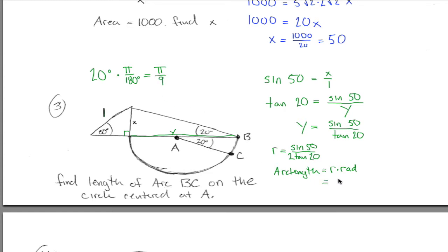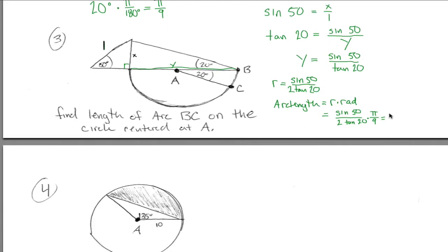So arc length is equal to sine of 50 over 2 tangent of 20 times pi over 9. You could plug that mess into a calculator if you were the calculating type. I think I'd rather just leave it as pi sine of 50 divided by 18 tangent of 20, and call it good. Say that that's this measure right here.